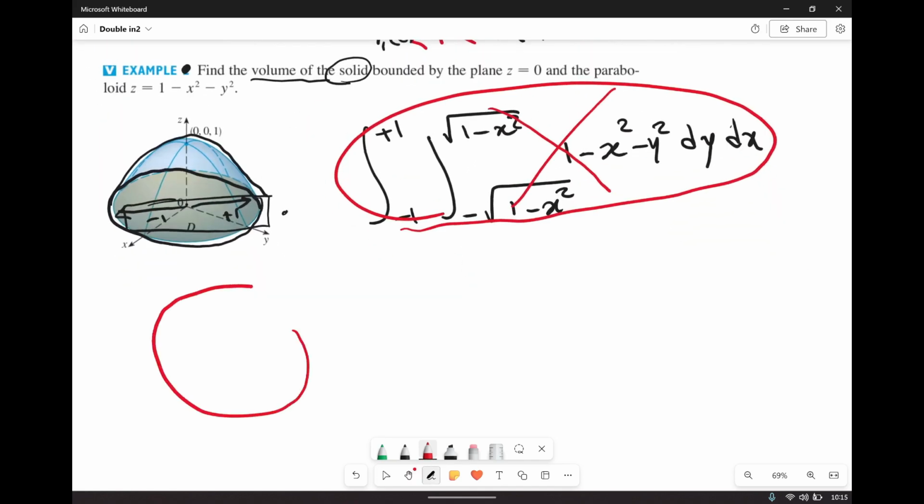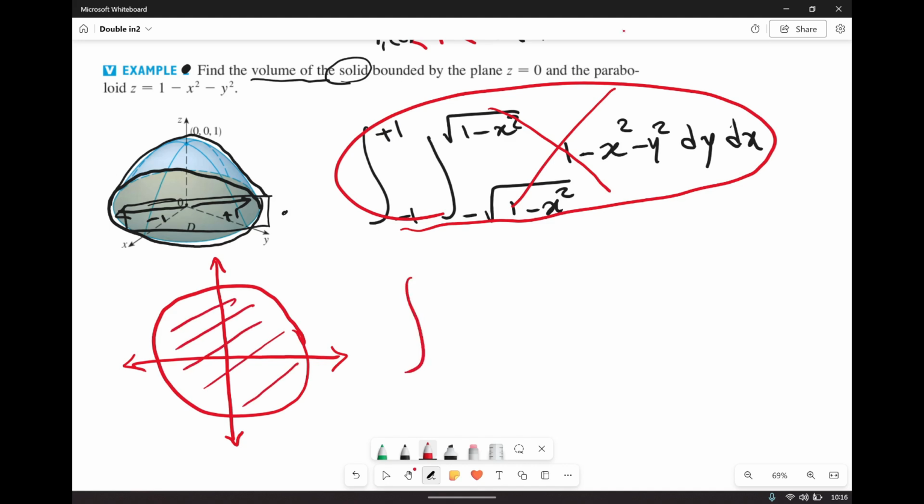We know we have a circle, exactly this region. Our theta is exactly between 0 and 2 pi. But what is our radius? It starts at 0 and goes to 1. Therefore it is between 0 and 1.